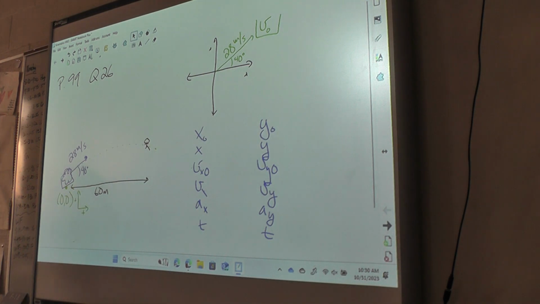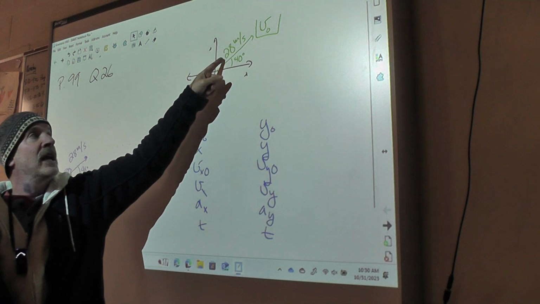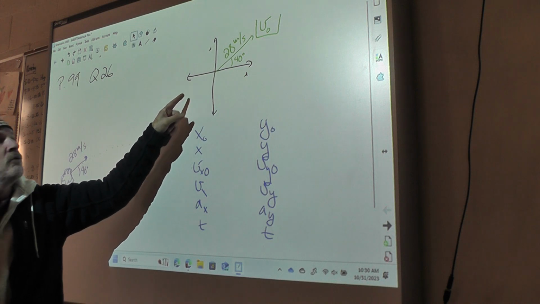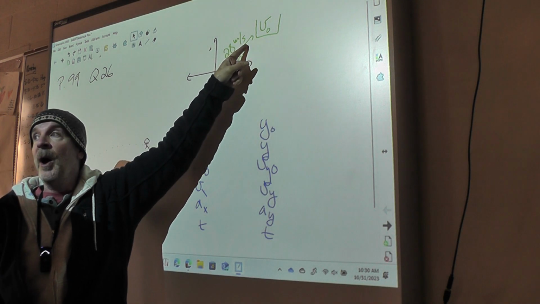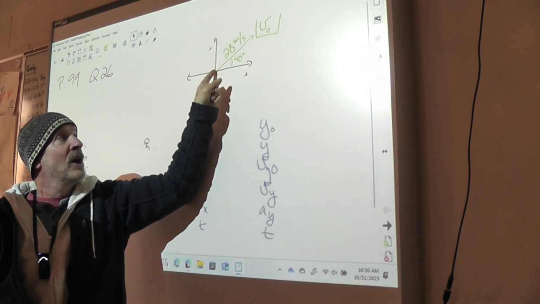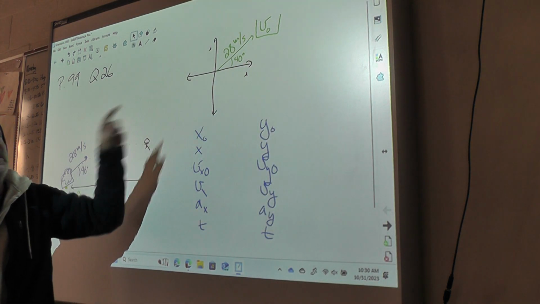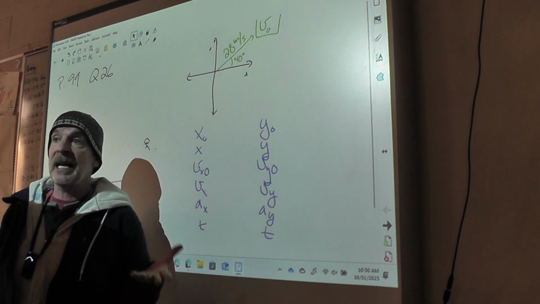A slightly more complicated but mathematically correct way to think about it is, if we put a negative sign in front of here, it would be in the opposite direction. So 40 degrees with a positive quantity is up and to the right. 40 degrees with a negative quantity would be down and to the left. Mathematically, that's how it works.